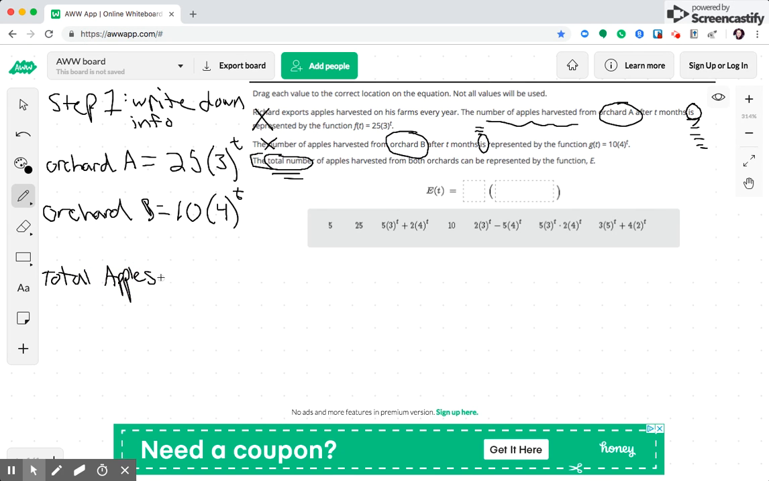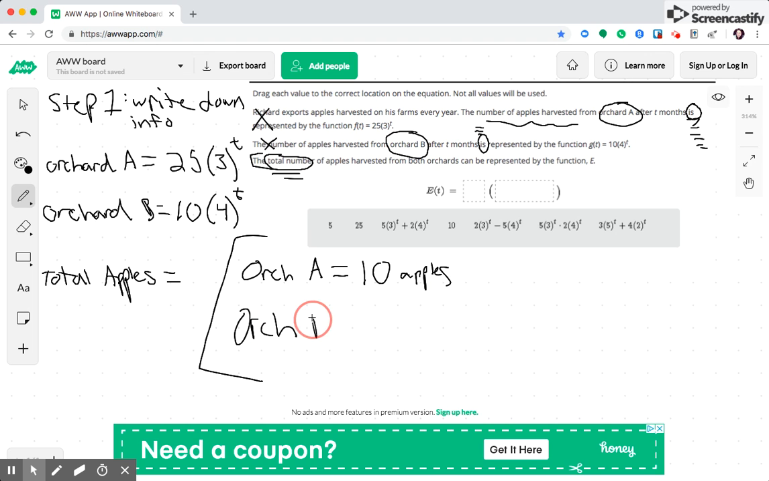So how would we find total apples? How do we find total apples? Well, if I were to give orchard A an actual number instead of an expression, that might be easier to think about. So if I said, orchard A, this is just hypothetical, side notes right here, if I said orchard A equals 10, it was 10 apples, and I said orchard B produced 5 apples.